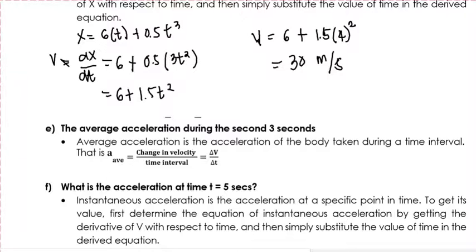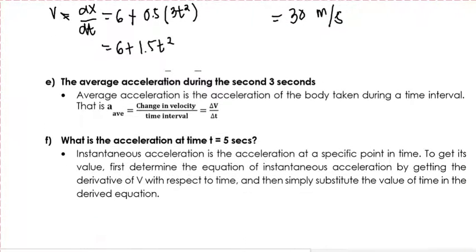Okay, next question. We have here to find the value of the acceleration during the second 3 seconds. What does this mean? The average acceleration is the acceleration of our body during the time interval. That means we need to know our velocity. To get the average acceleration, we have to find the change in velocity, for example, initial to final.